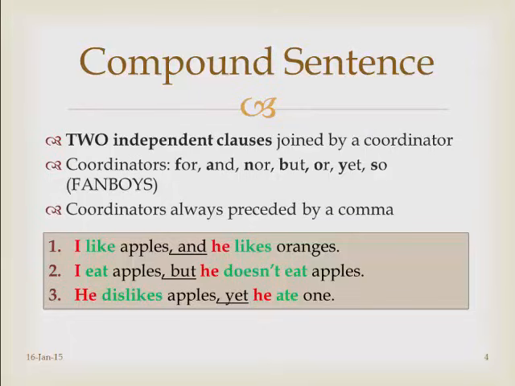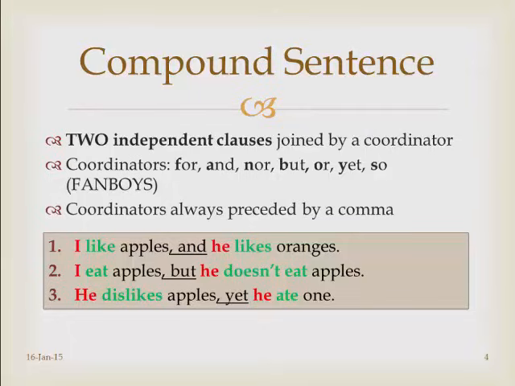So let's look at the examples. I like apples and he likes oranges. You have the subject I with like and the subject he with the verb likes. So I like apples is one independent clause. He likes oranges is another independent clause. Both of them can stand on their own and make perfect sense. Okay, and it's joined by a coordinator, and. Coordinators make both these independent clauses equal. Okay, so I like apples and he likes oranges.